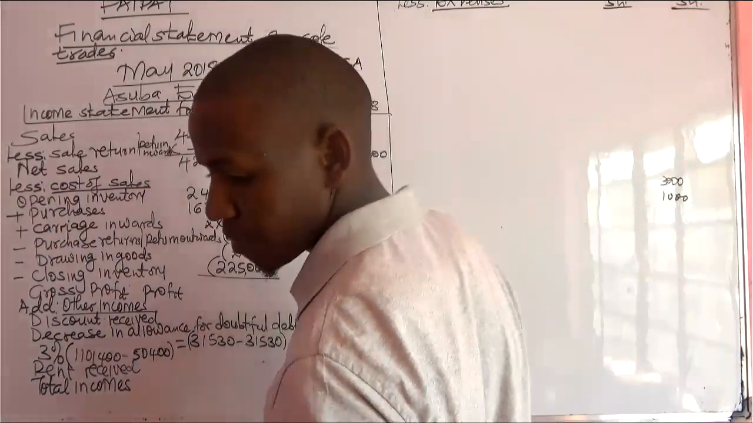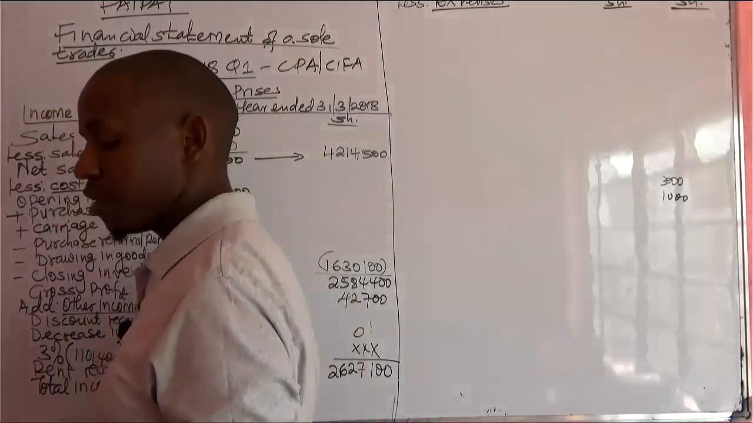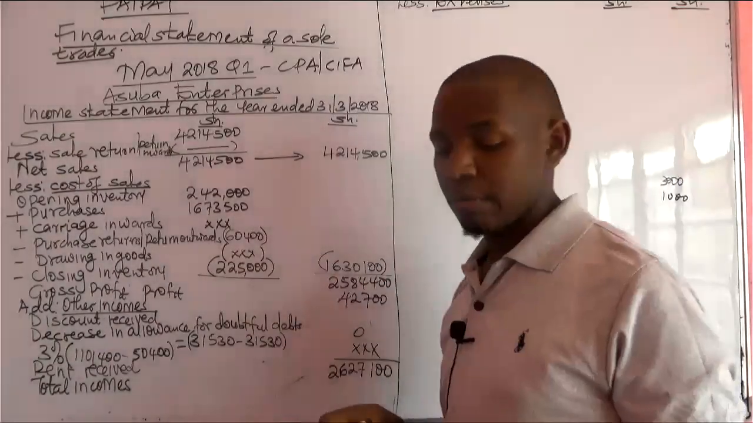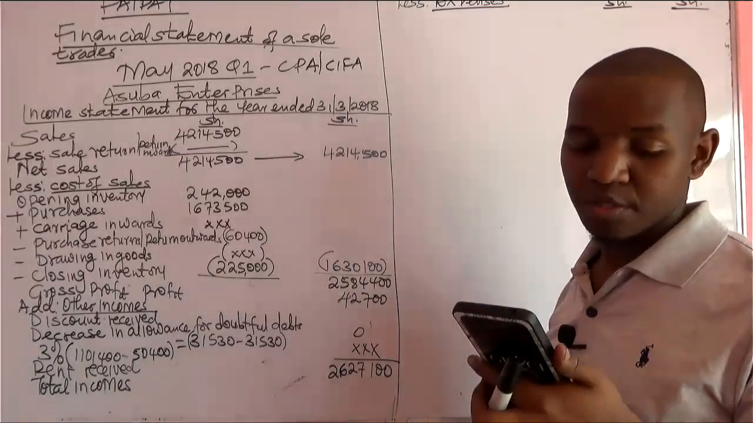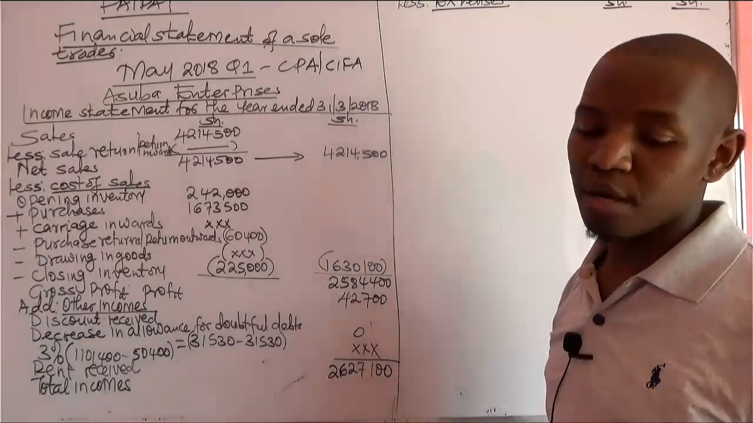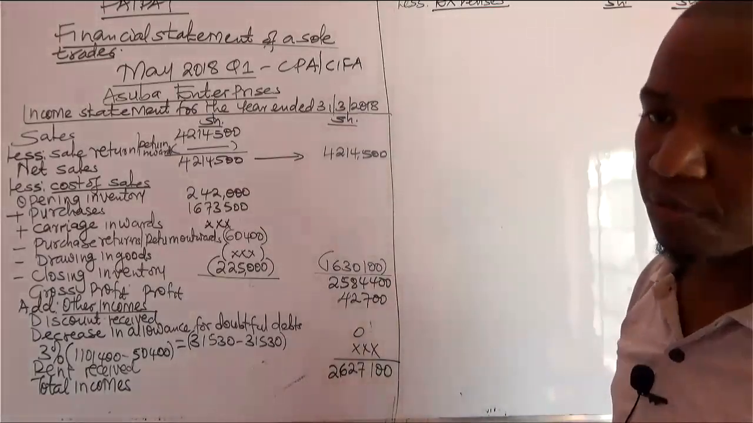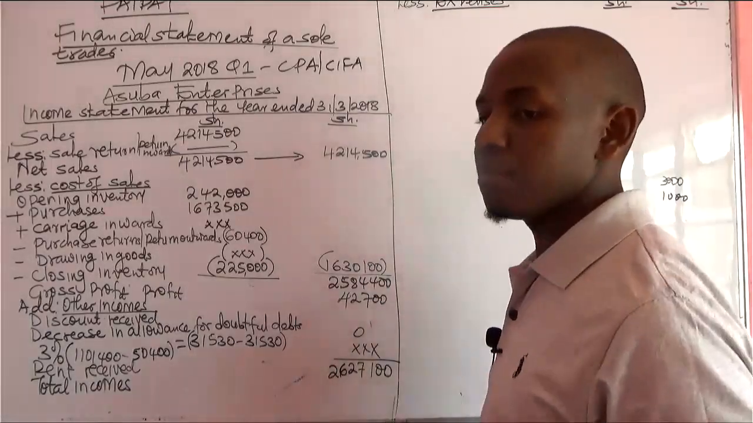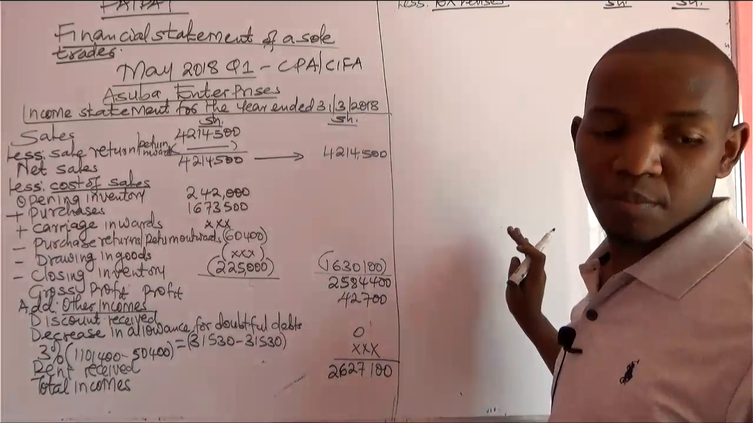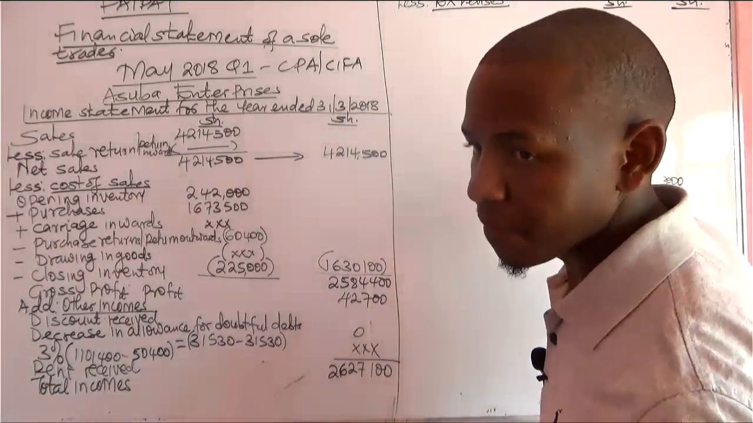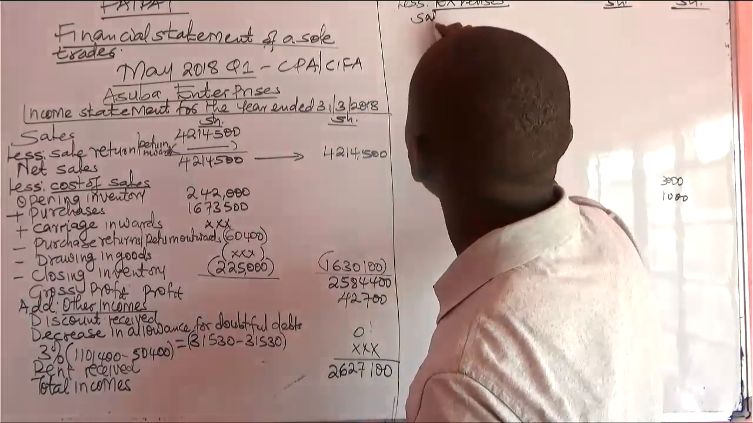So we begin with the first, we go first to the additional informations. We take all those expenses that are there. Additional information number one: only 10 months salaries are included in the trial balance. Right? So I'm on salaries and wages.